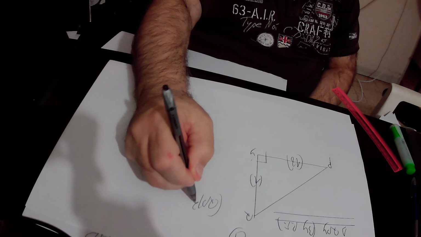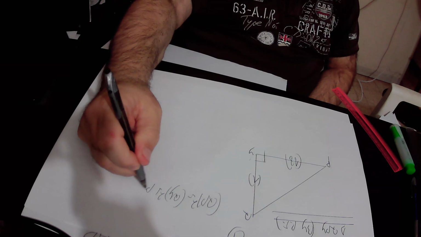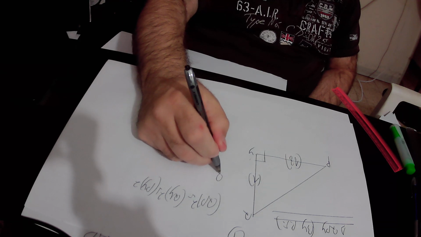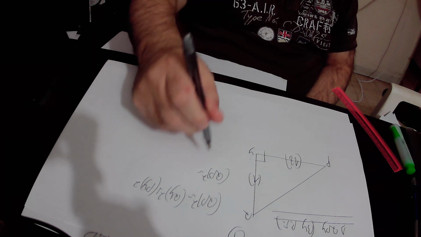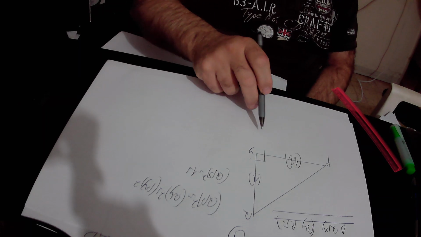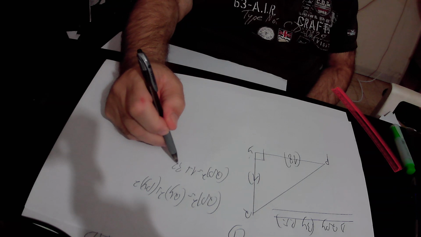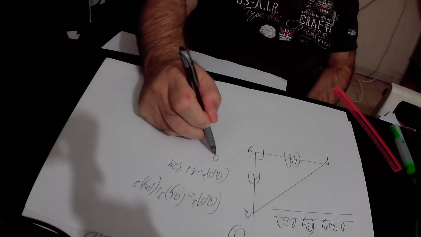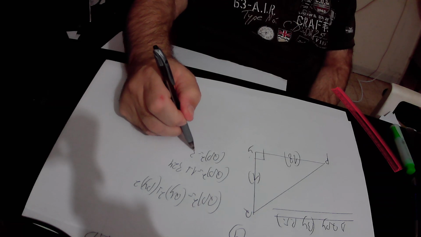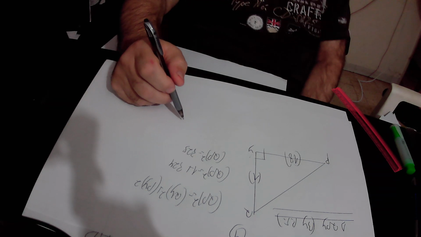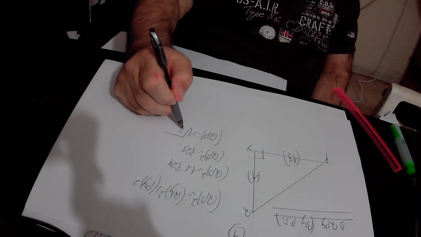QP square equals QY square plus PY square. So QP square, that is the square of the hypotenuse, equals QY square. QY is 1, therefore QY square is 1 square, that is 1, plus PY square. PY is 18, therefore PY square is 18 square, that is 324. So in conclusion, QP square equals 324 plus 1, which is 325. We take a root of this equation and we get that QP equals the square root of 325.